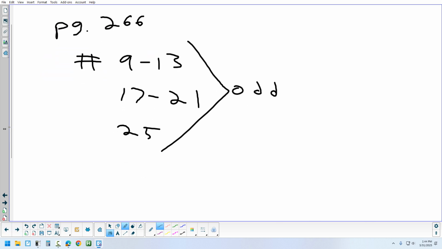So the homework is 9 to 13, 17 to 21 and 25. And those are all odds. The 9 to 13, I think those are similar to the first problem. 17 to 21, that's like the second problem. And 25 is like the last one we just did.